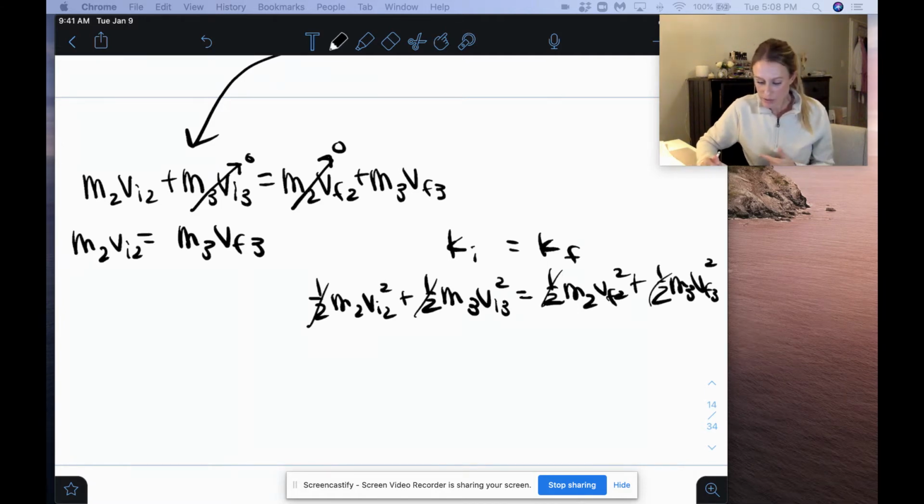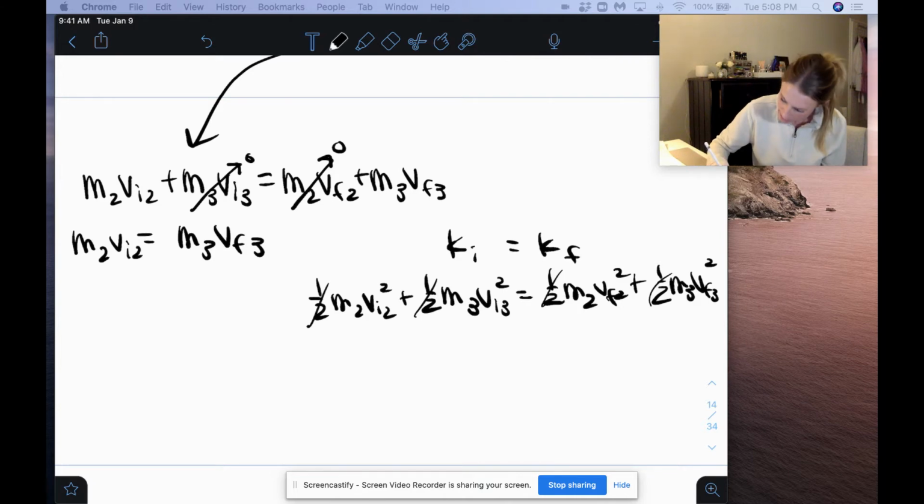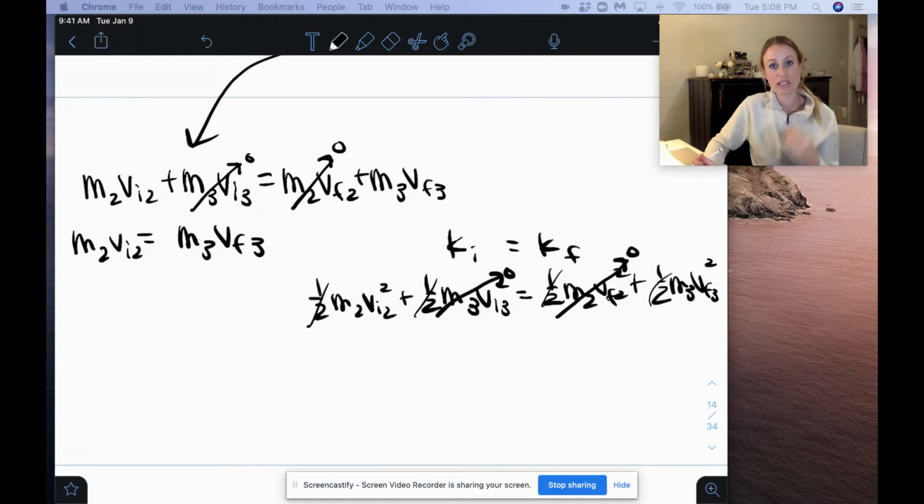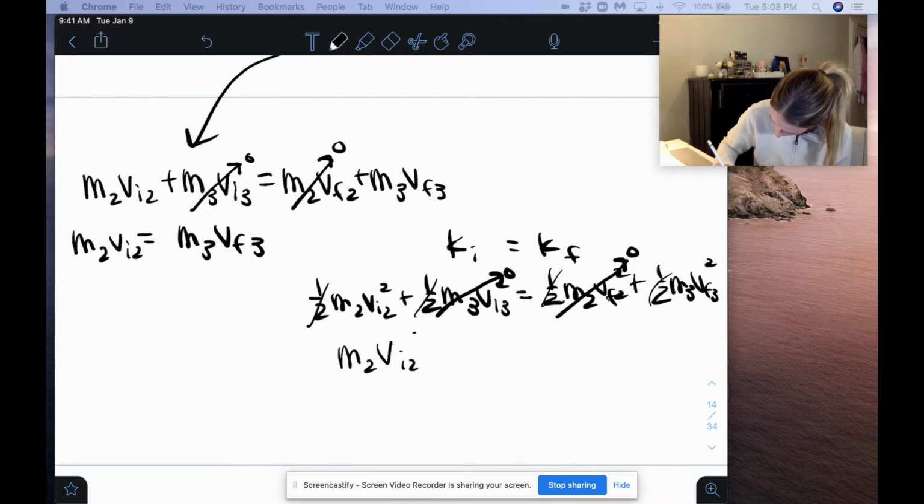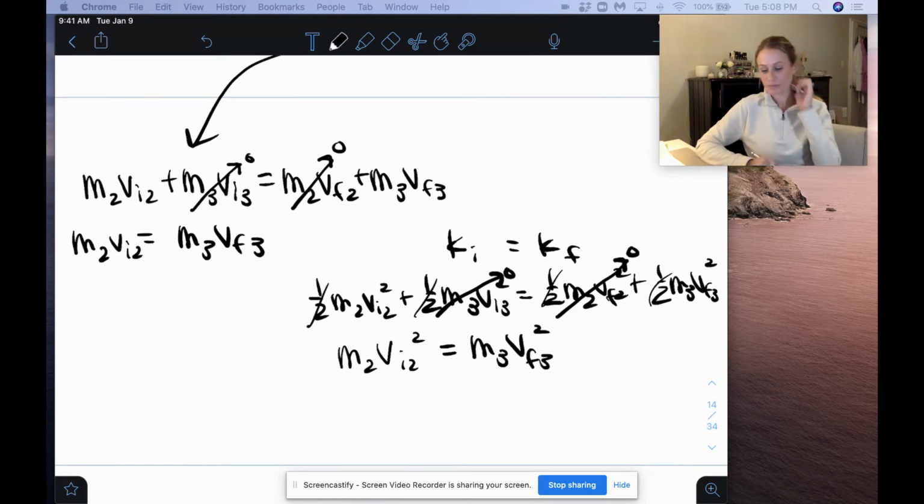And again, we also know that the initial velocity of 3 is 0, so this whole term cancels out to 0, and the final velocity of 2 is 0, so that whole term cancels out to 0. So this ends up simplifying to mass 2 V initial 2 squared equals mass 3 V final 3 squared. So I have two equations and I have two unknowns because I know what mass 3 is and I know what V final 3 is.